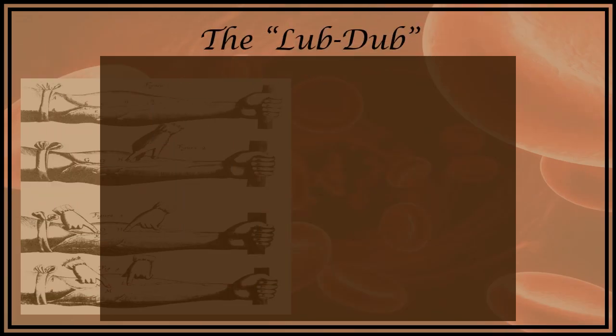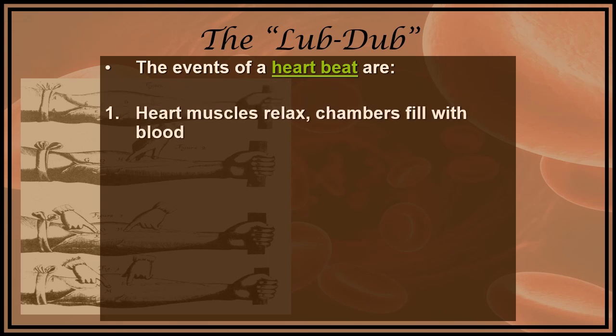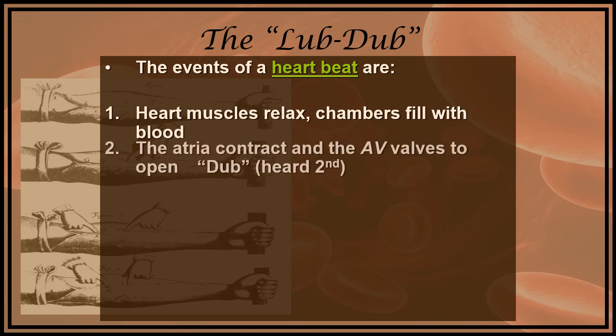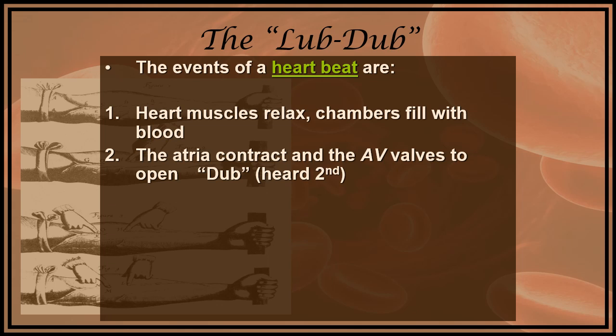Now that we've gone through the anatomy of the heart, we're going to talk about the heartbeat, or kind of what you see here is the lub-dub. And so this is called the lub-dub because that's kind of what your heartbeat actually sounds like. And you can hear two parts to one heartbeat. And so there's four main parts to the heartbeat. One, heart muscles relax, chambers fill with blood, the atria, so the atriums, they contract, and the valves, so the atrial lunar valves, they open and you hear this dub sound.